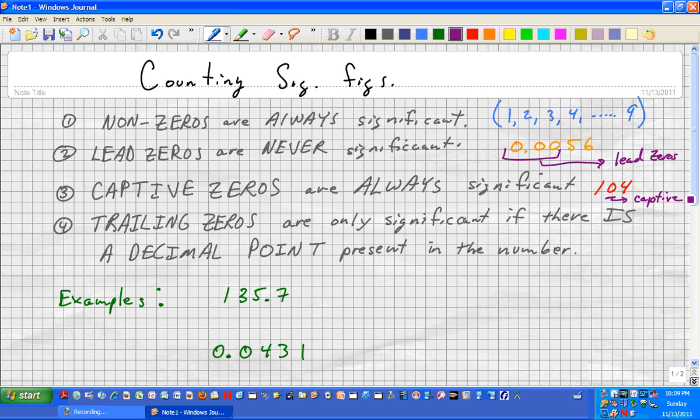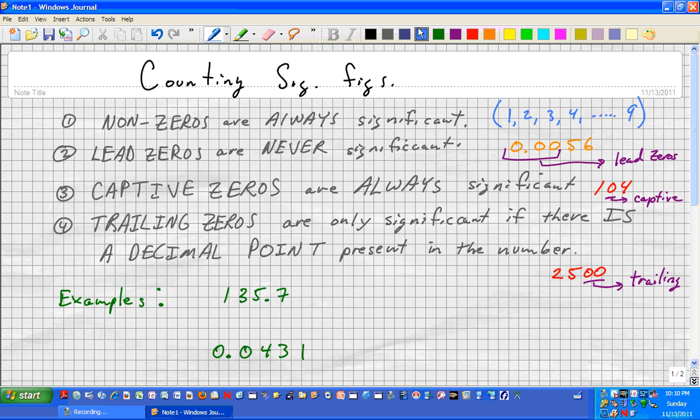Trailing zeros are only significant if there's a decimal point present in the number. Trailing zeros would be zeros all the way at the end of a number, the right side of a number. Something like 2,500. These guys right here would be considered trailing. Those guys are trailing zeros. So those guys are only significant if there's a decimal point present. Let's go ahead and take a look at a few examples and count up our sig figs.